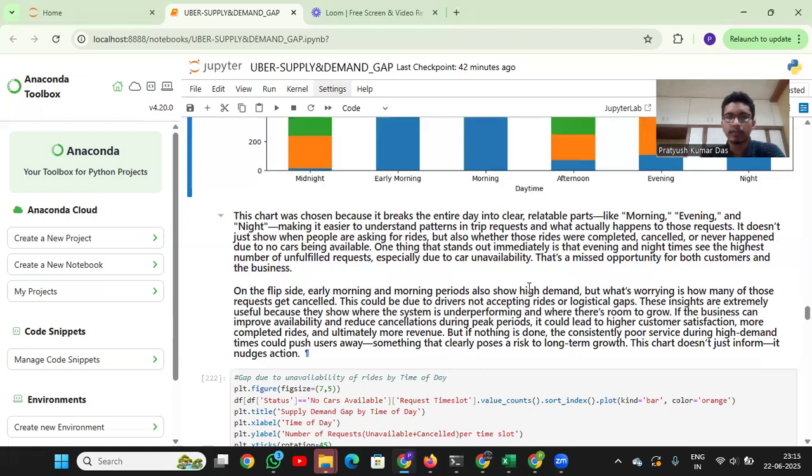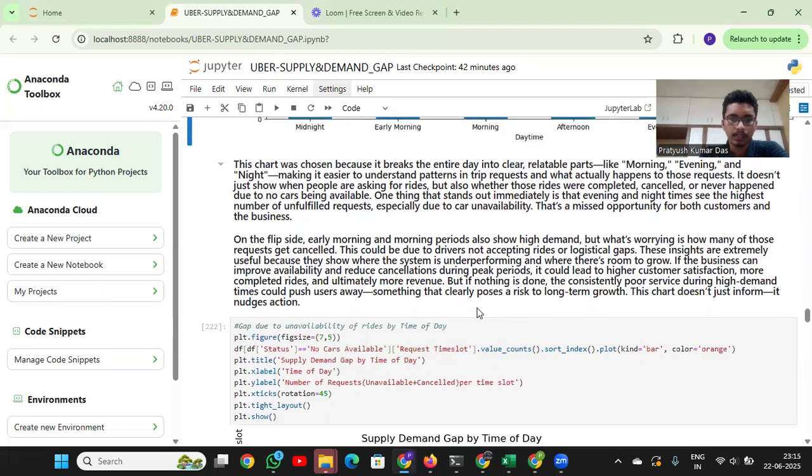And also, it could be due to technical glitches during the night time, where it may be showing unavailability of the cars. So it's just a prediction and nothing else.